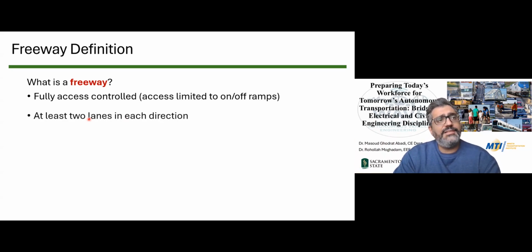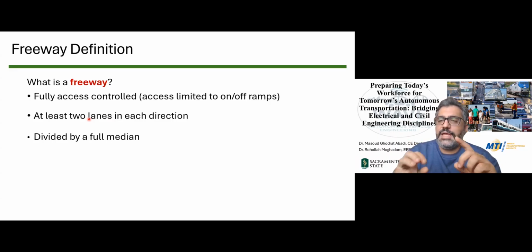What else do we have? At least 2 lanes in each direction, divided by a full median. This is probably one of the most important definitions of a freeway. The 2 directions of a freeway have no interactions with each other. If you have to turn left or make a U-turn, you need to go through one of the off and on ramps, one of the interchanges, to do that.